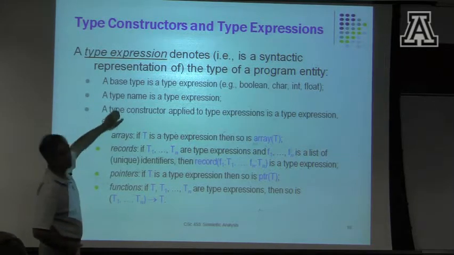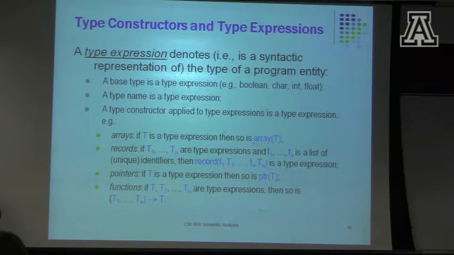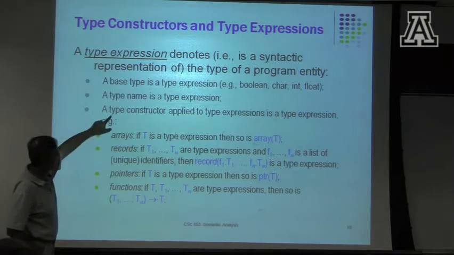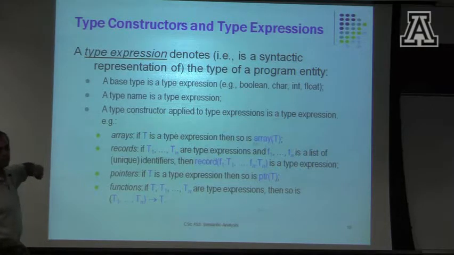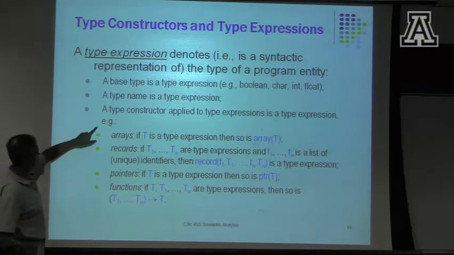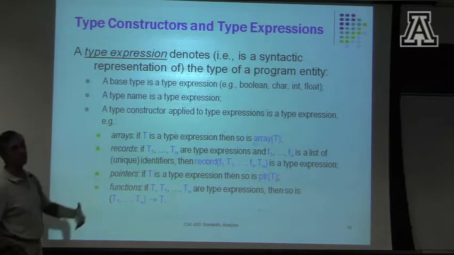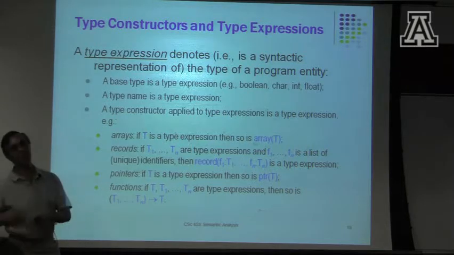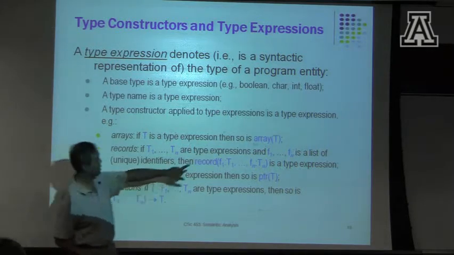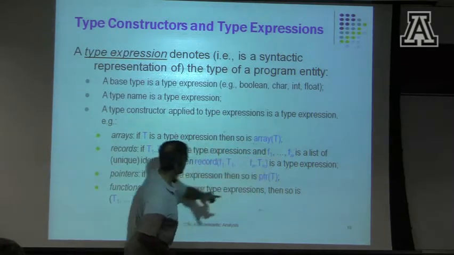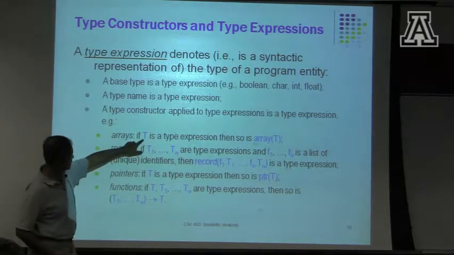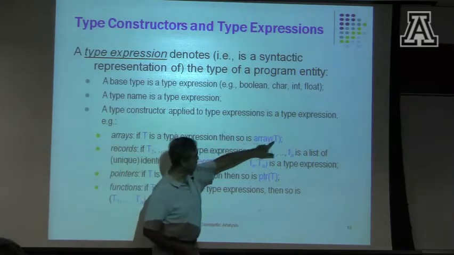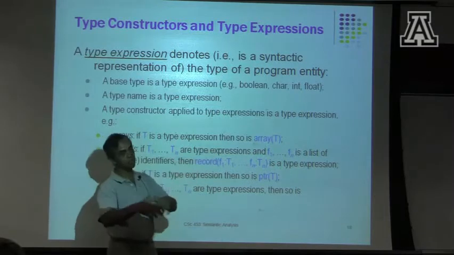A type name, like typedef, is a type alias. That's a type expression. I can take a type constructor from my language, and different languages may have different type constructors. So I can take a type constructor, apply that to a type expression, and get other type expressions. So for example, if T is a type, then array of T is a type. So I've applied a type constructor to this type T, right? So int is a type, array of int is a type. That means array of int is a type, and so on.